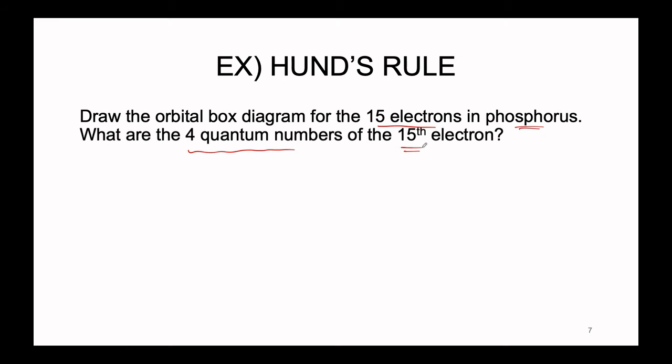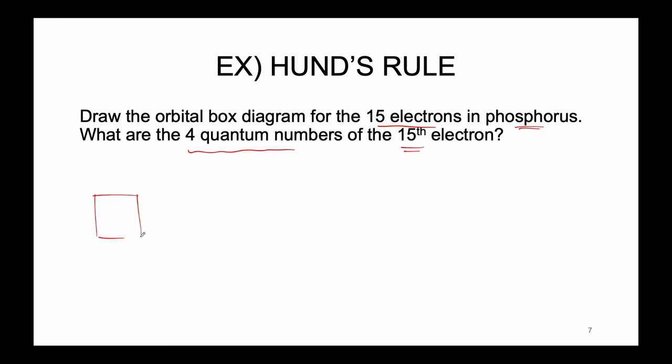All right, welcome back from unpausing. I hope you actually attempted working out, illustrating what the orbital box diagram for this phosphorus was and determining what its quantum numbers were, at least for that 15th electron that gets placed. So let's just do this together. There are 15 electrons inside of phosphorus, and each one of them is going to need a home.